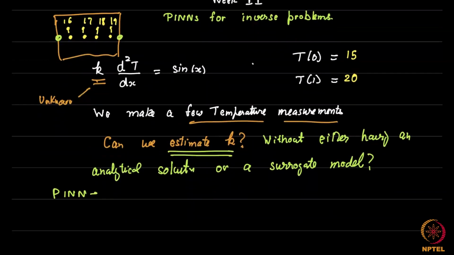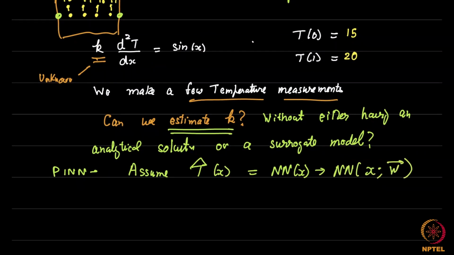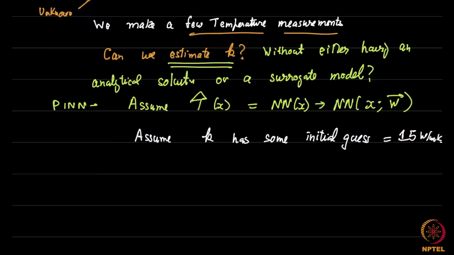So the PINN solution works as follows. Assume that T hat of x is a neural network. And this neural network has some weights. I'm going to call it W vector. Okay, so assume that that's the neural network. Assume that K has some initial value. What do I mean by initial value? I'm taking an initial guess. Let's say K initial guess is 15 watt per meter Kelvin. Again, assume W vector has some initial guesses. This is as usual. So W0, W1, etc. You make some guesses for their values.